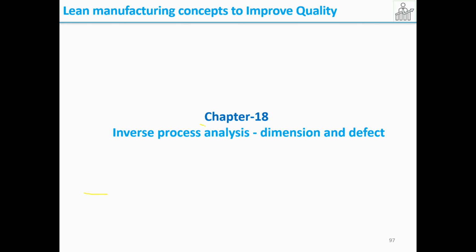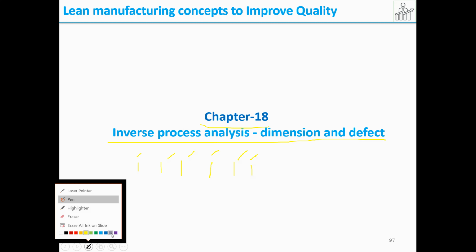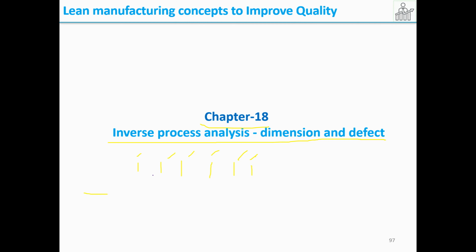So the next chapter is inverse process analysis to find out the root cause for dimension and defect. Let me tell you in brief what inverse process analysis is. Say there is a continuous shipment going on without any problem. Some 10 lots have gone to the customer, and suddenly you find there is a problem in one batch. Some major crack has come.